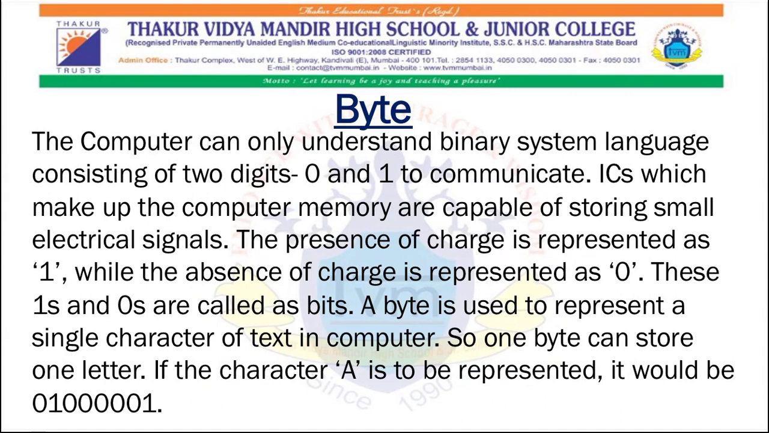These ones and zeros are called bits. A bit is the short of the binary digit 0 and 1. It is the smallest unit recognized by the computer. Children, please understand, 1 bit, that means the value of 0 or 1, and 1 byte is equal to 8 bits. So a byte is used to represent a single character of text in a computer. So 1 byte can store one letter. If the character A is to be represented, it would be 0, 1, 0, 0, 0, 0, 0, 1.